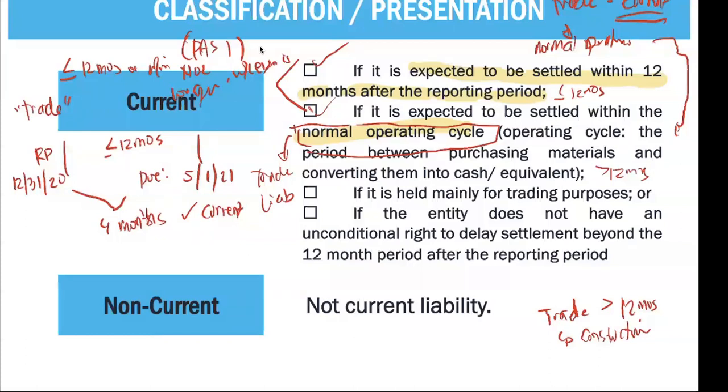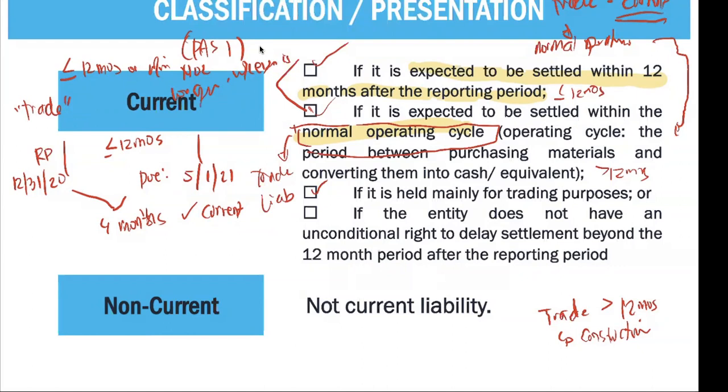Third item, we can say it is current if it is held mainly for trading purposes, meaning for buy and sell purposes. If it's for buy and sell purposes, we can still classify it as current. For example, you buy a liability and then sell it later on, or you create a liability and then dispose of it, create and then settle.